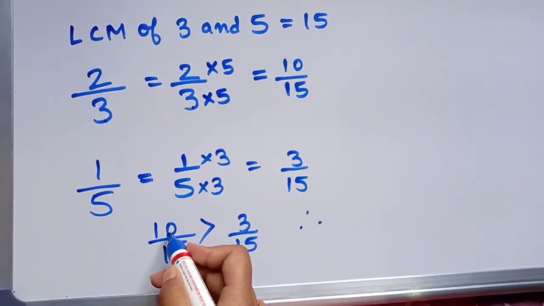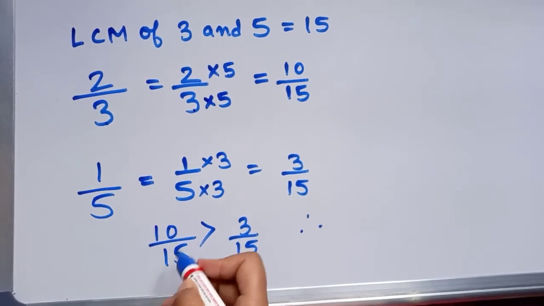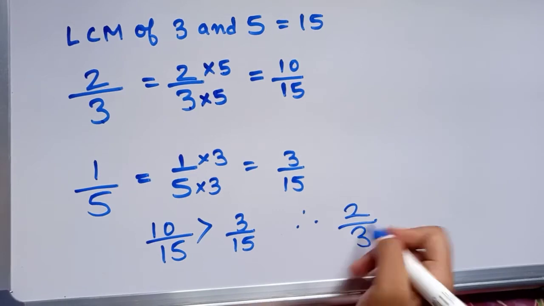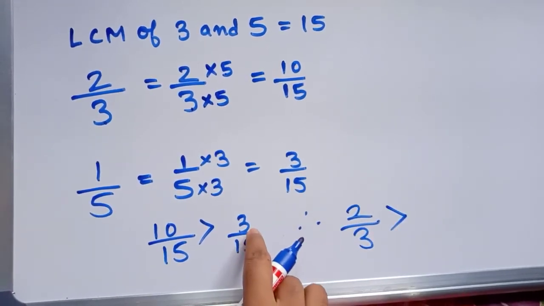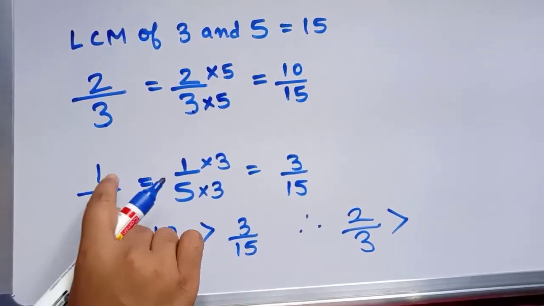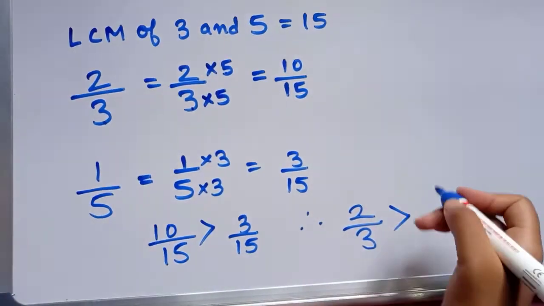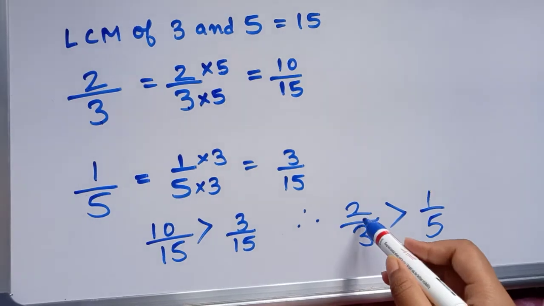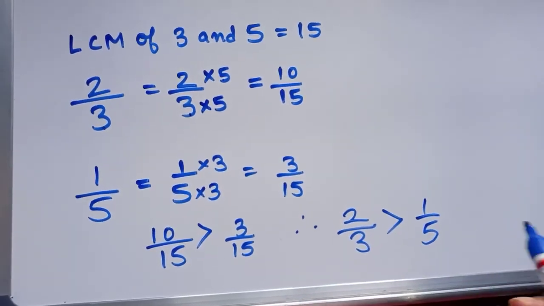Now what was the value of this fraction? 10 by 15 was basically 2 by 3. So you can say 2 by 3 is greater than. What was the real value of 3 by 15? It is 1 by 5. So we have got the answer. So 2 by 3 is greater than 1 by 5.